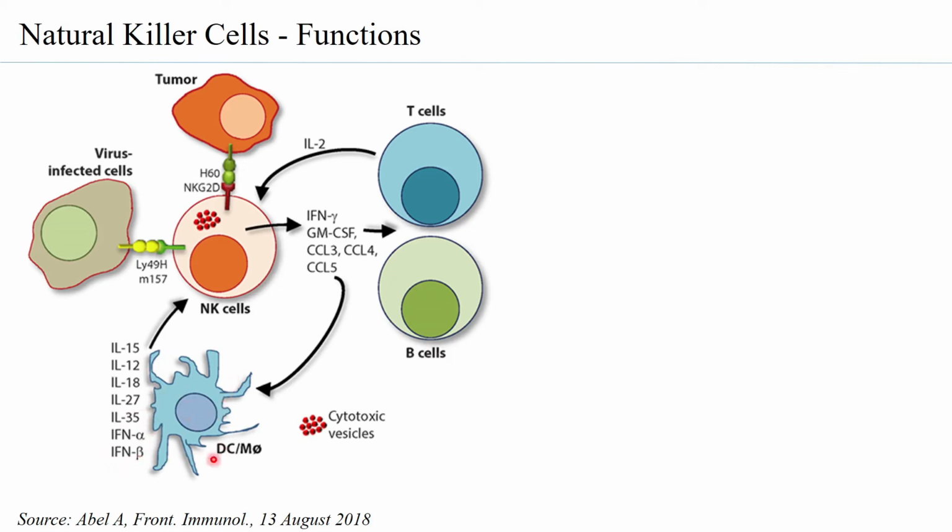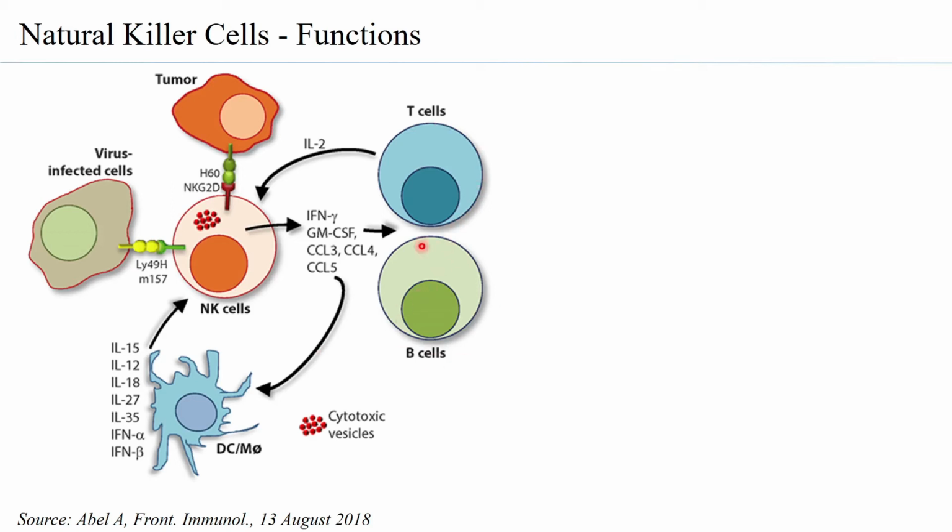So, for example, dendritic cells or macrophages, due to their exposure to a foreign particle or a foreign antigen, may release many cytokines, and these cytokines in turn can activate natural killer cells, and the natural killer cells, on getting activated, can kill the target cell.